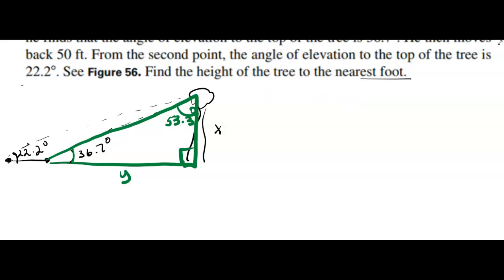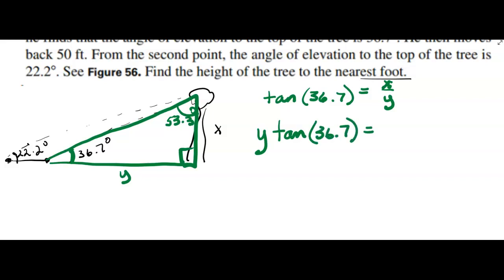It's always good to know the angles, but I'm going to use this angle and say the tangent of 36.7 is x over y. That's because I labeled my x and y, and I was going to try to find x. Now, if I knew what y was, that'd be great, but I don't. But I can multiply both sides by y. So y times tangent of 36.7 is equal to x. So I have a representation for x. The unfortunate thing is I don't know what y is.